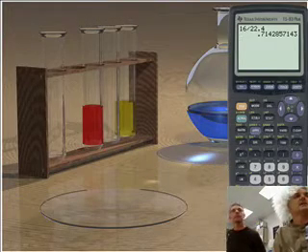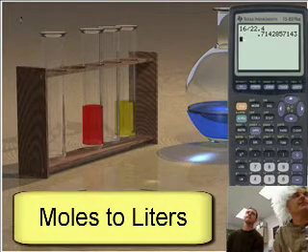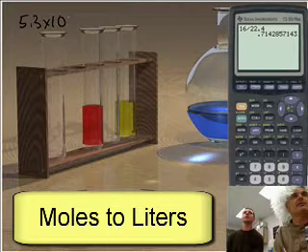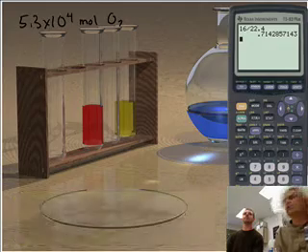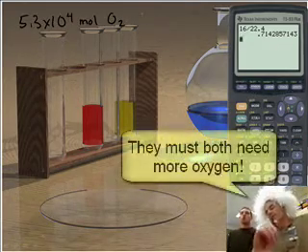I think we should do one more. We went from liters to moles. Let's go moles to liters, and we'll be done. All right, so let's say we've got 5.3 times 10 to the 4th moles of oxygen.